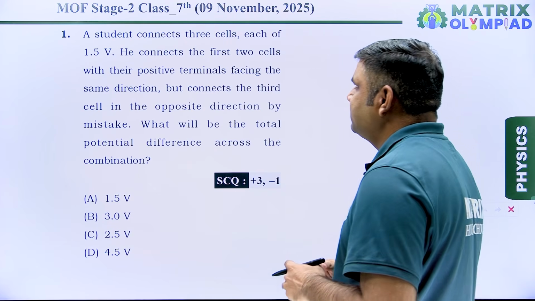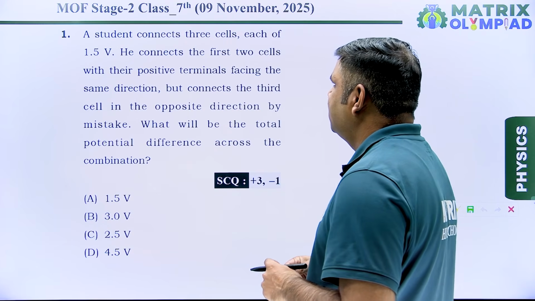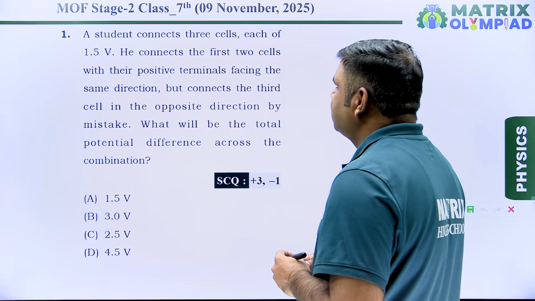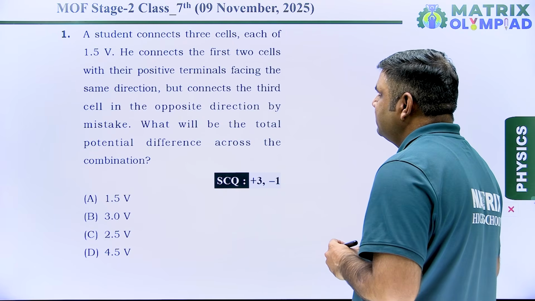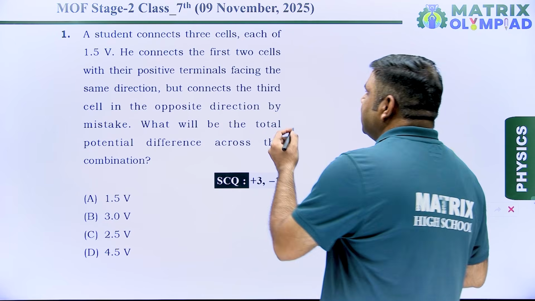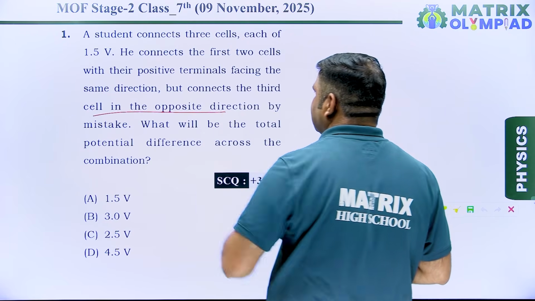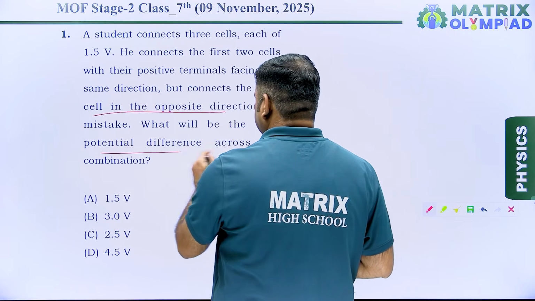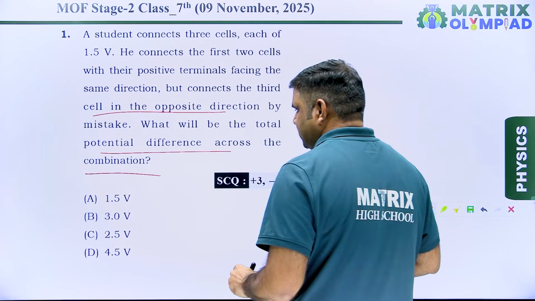In question number first, a student connects 3 cells, each of 1.5 volt. He connects the first 2 cells with their positive terminals facing the same direction, but connects the third cell in the opposite direction by mistake. What will be the total potential difference across the combination?